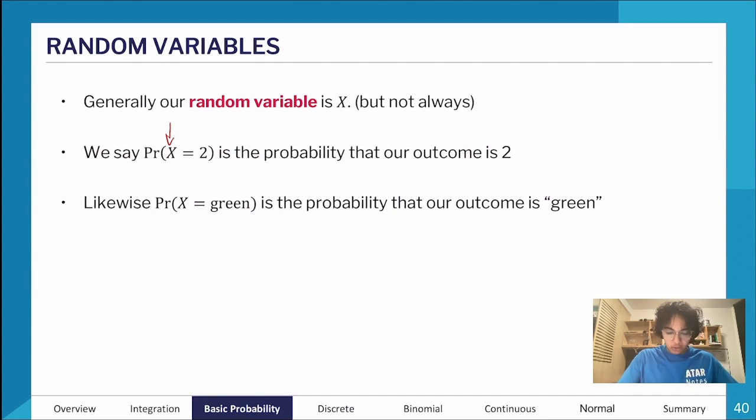Capital X is the random variable, whereas 2 is the particular event, right? So the probability of X equals 2 just means that the probability that our outcome is equal to 2, right? X equals green is the probability that the outcome is equal to some defined thing known as green.